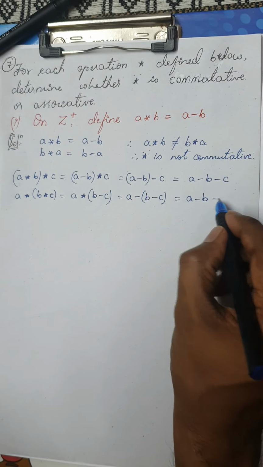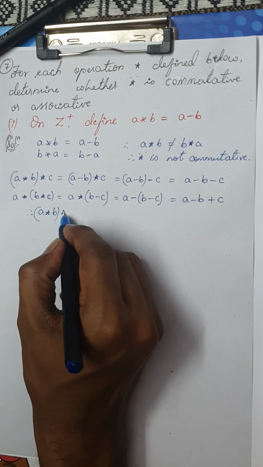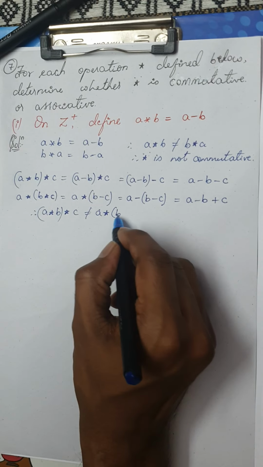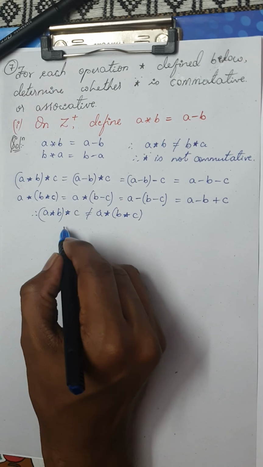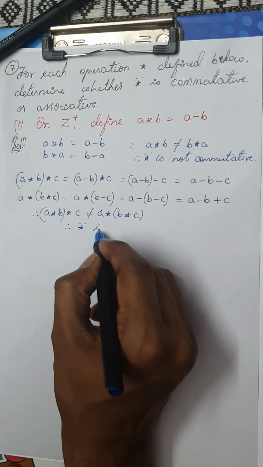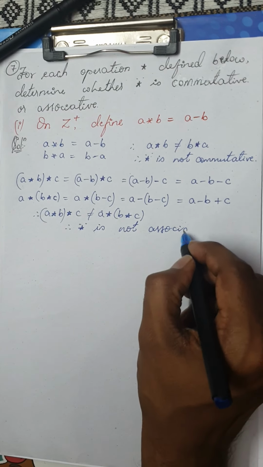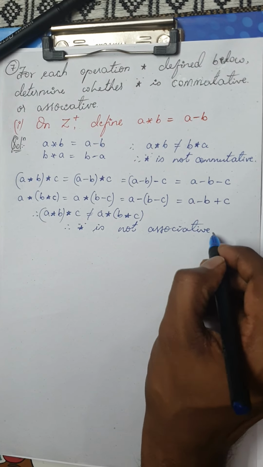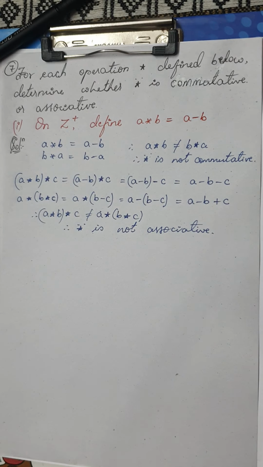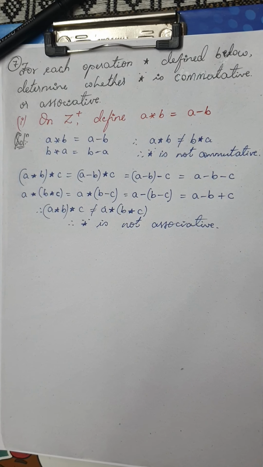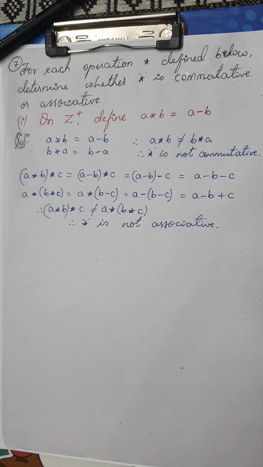Okay, you can see here these both are not the same. Therefore, (A star B) star C is not equal to A star (B star C). Therefore, star is not associative. Are you following? Here this is not an associative operation. Okay, we'll move on to the next one.